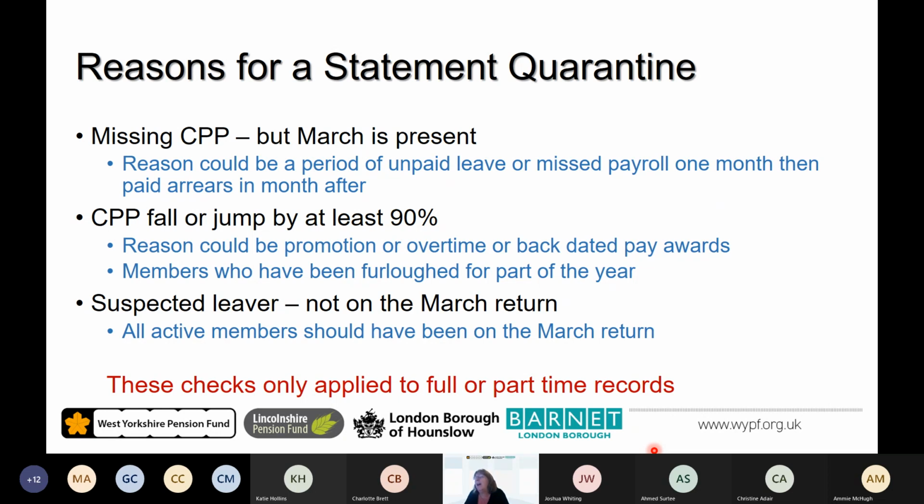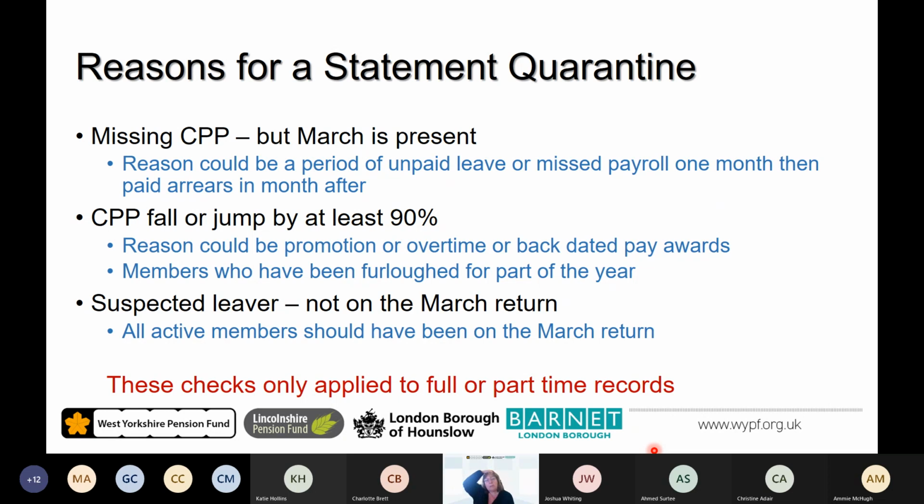I shouldn't think we've had any members that have been furloughed during part of the year. I think most people have been back for the whole year now, but just be aware if you have had anyone on furlough that could bring up a query.